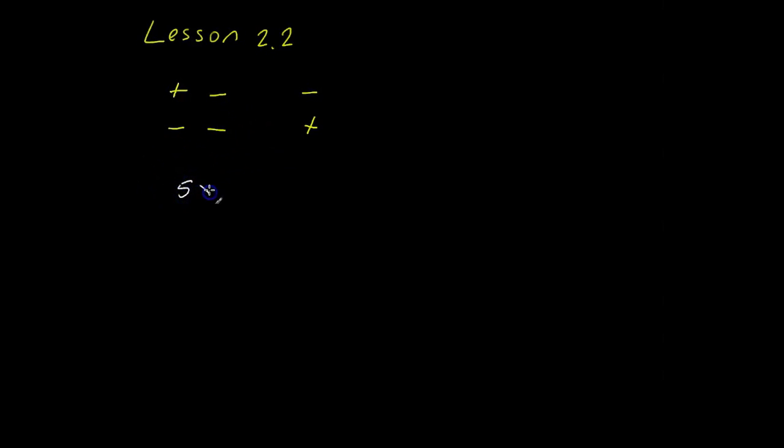5 times negative 2. First of all, we just look at the calculation, 5 times 2, and we just do the simple math. 5 times 2 is 10. This is a positive 5, and this is a negative 2. Our rule says when we have a positive and a negative, we're going to have a negative. So this will be negative 10.